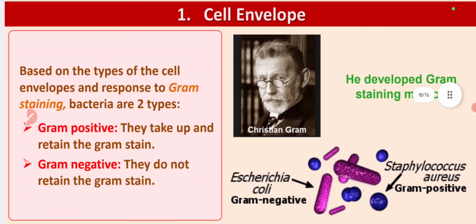Next, cell envelope. Based on the type of cell envelope and response to Gram staining, bacteria are of two types. What is Gram staining? Gram staining means coloring.